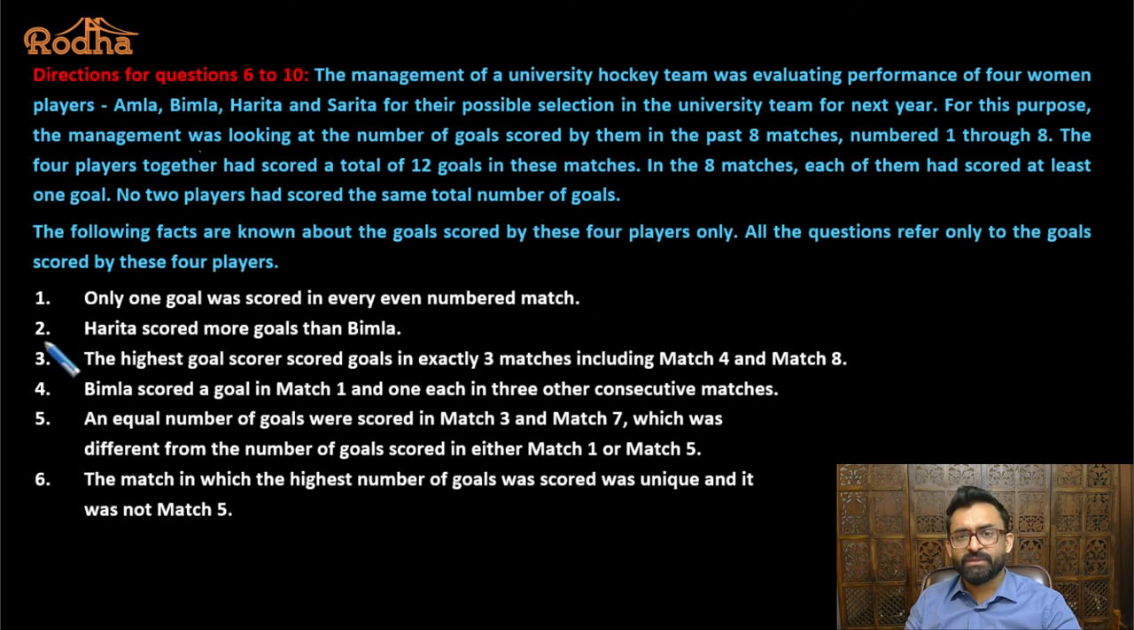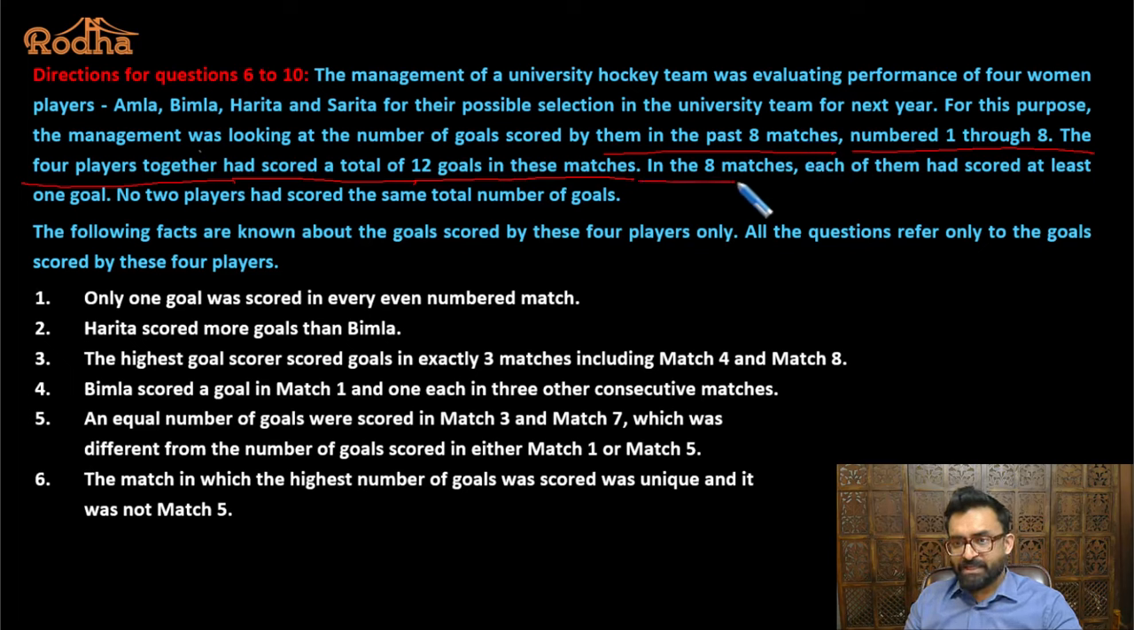This is set number 2. The management of a university hockey team was evaluating the performance of the 4 women players A, B, H, S for their possible selection in the university team for the next year. For this purpose, the management was looking at the number of goals scored by them in the past 8 matches, numbered 1 to 8. The 4 players together had scored a total of 12 goals. So there are 4 girls, A, B, H, S. They scored 12 goals in 8 matches combined in total.